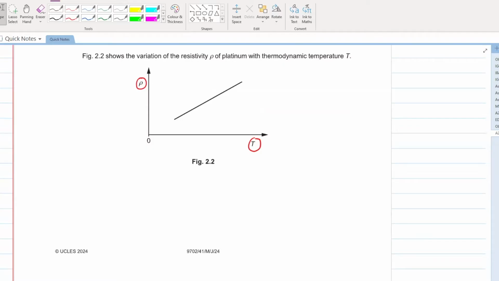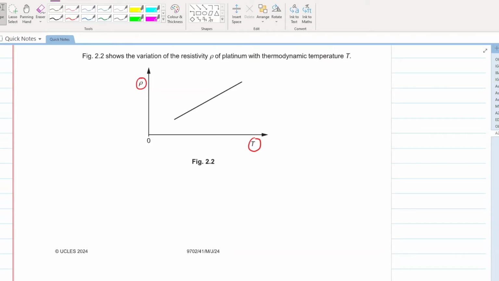Why is platinum suitable for usage in a resistance thermometer? The first thing that you can see here is resistivity is varying with temperature. Very good. If resistivity is varying with temperature, it is suitable for use. Why? Because as the temperature changes, resistivity will change. We can easily measure that.